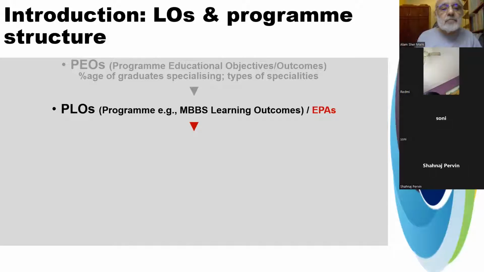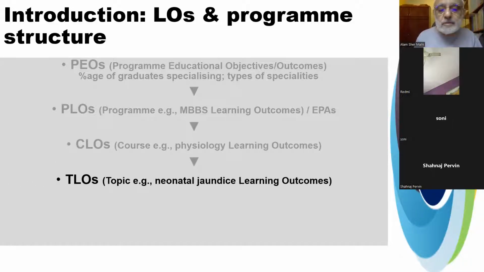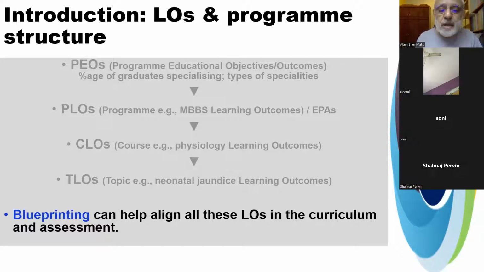Program learning outcomes are the knowledge, skills, attitudes, etc., what a graduate would be able to do or would have the ability to perform immediately after graduation. In other words, we can convert it into entrustable professional activities. Then we have course learning outcomes, for example, physiology or anatomy or pediatrics course learning outcomes. And then we have topic learning outcomes, depending upon the teaching session, whether lecture or seminar. So what are the expected learning outcomes of that session? Now we have to have a clear alignment between all these learning outcomes. And blueprinting can help align all these learning outcomes in the curriculum as well as in the assessment.